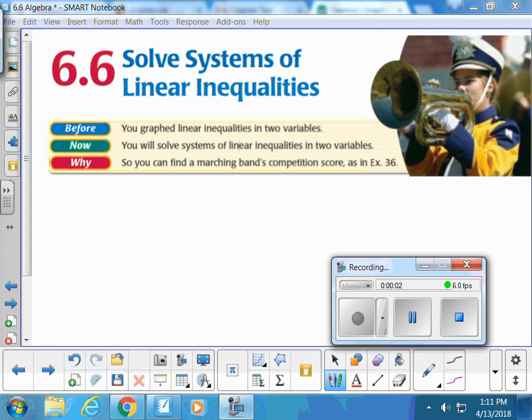What's up, math scholars? We're doing some graphing fun today. We're going to be graphing and shading and graphing and shading and looking for where all the shading overlaps. So who's excited?